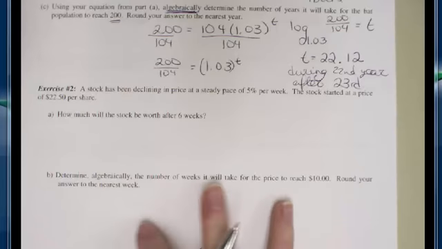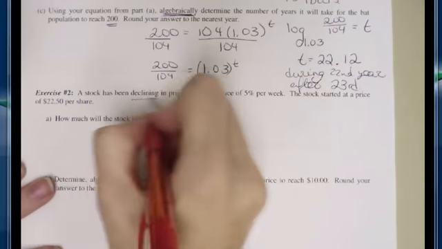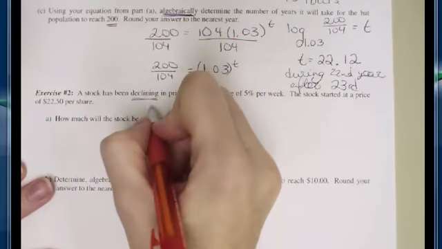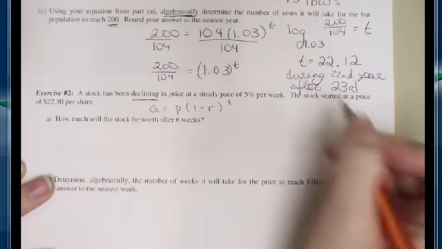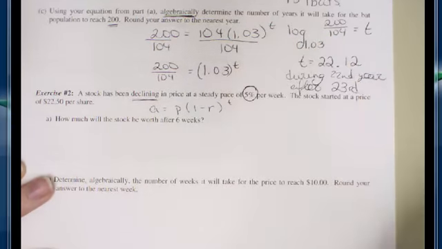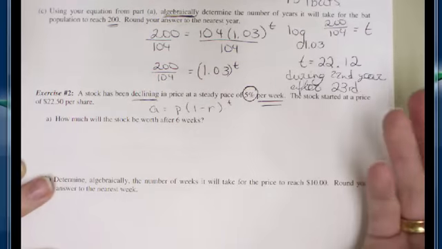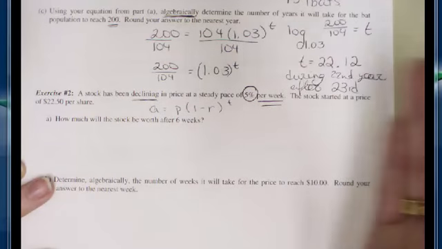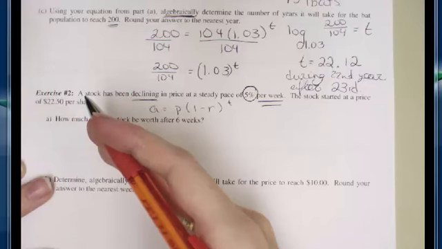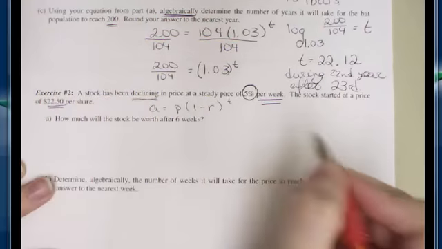All right, now we are going to have a stock that is declining. Okay, so there's the first thing. I'm going to be using the formula that has the subtraction in it. Steady pace of 5%. Now notice per week. In the last one, it was talking in terms of years. So you want to be careful of how long they're telling you that they are checking in. The original price is $22.50.